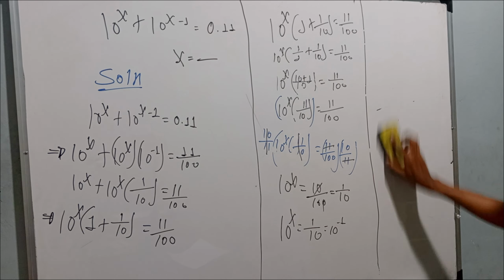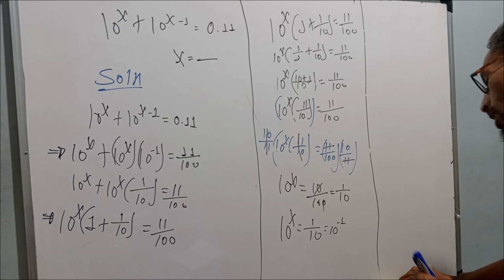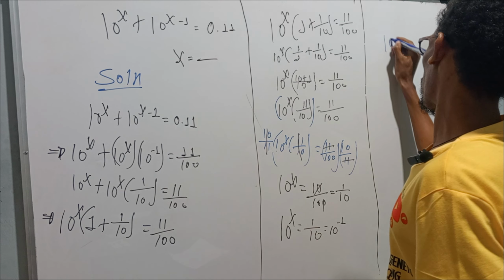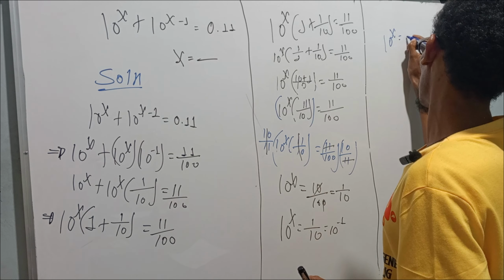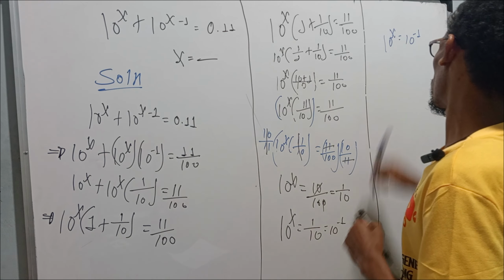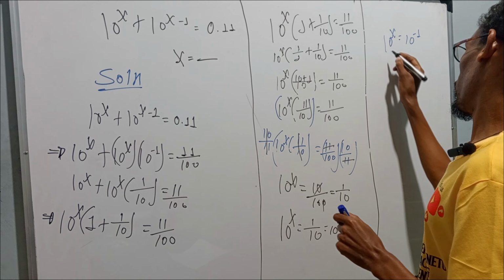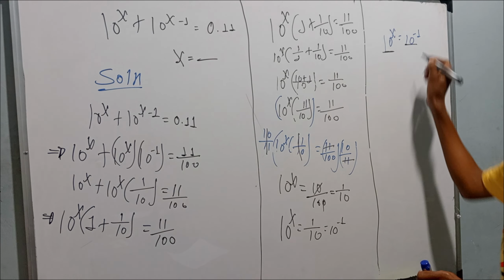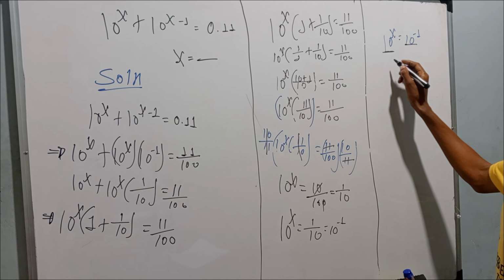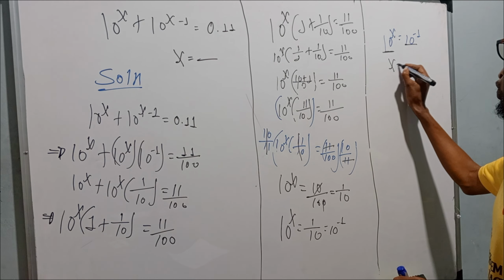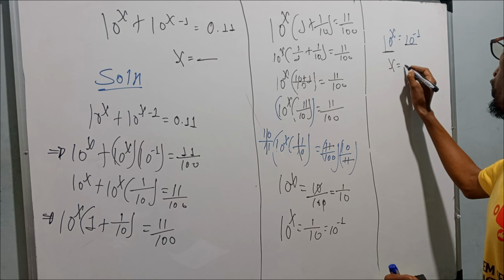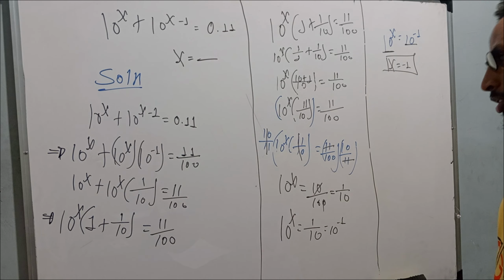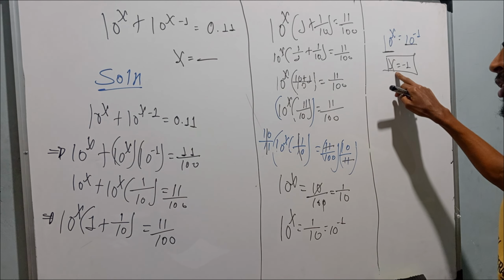Now we can easily find the value of x. That means 10 to the power of x is equal to 10 to the power of minus 1. Then here we have the same base 10. Here is also 10. We take the exponents of the equation. So x is equal to minus 1. This is the solution set of this equation.